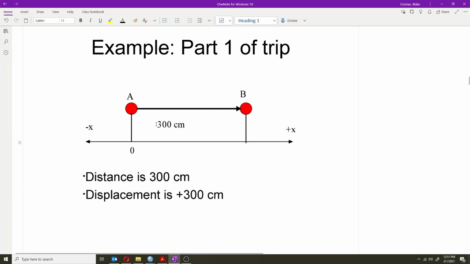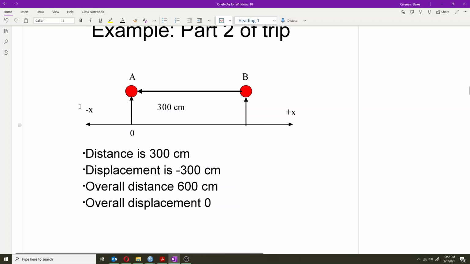So let's just say we go from A to B. The distance is going to be around 300 centimeters, and the displacement would be a positive 300 centimeters. In this class, you could just put 300 centimeters. We're going to assume that it's already positive. Otherwise, you'd put a negative there.